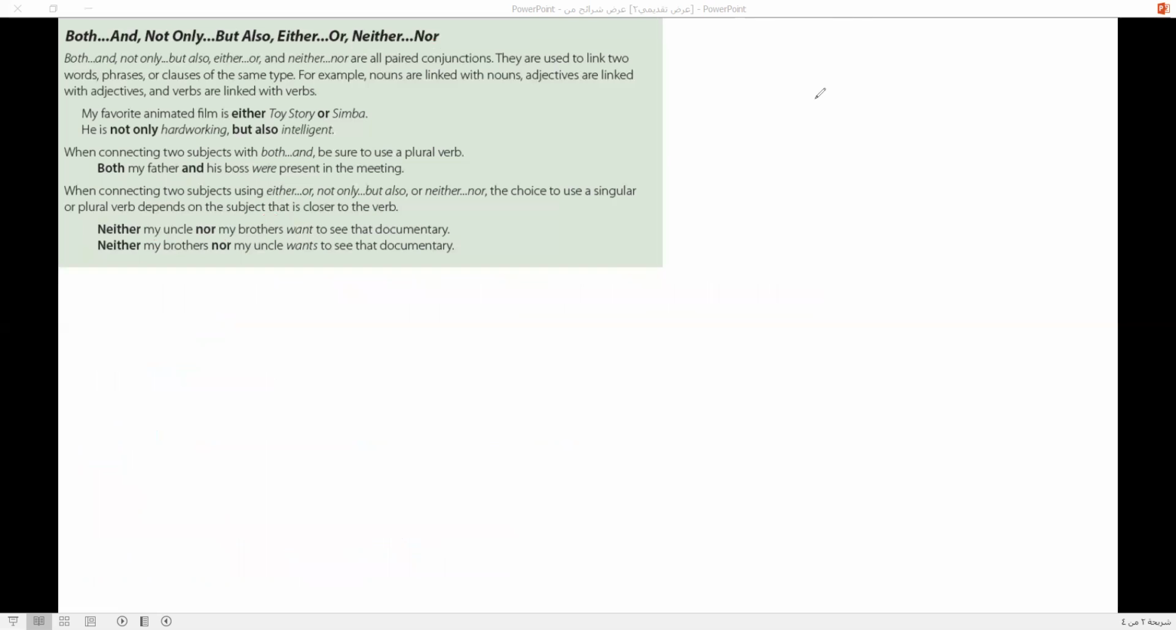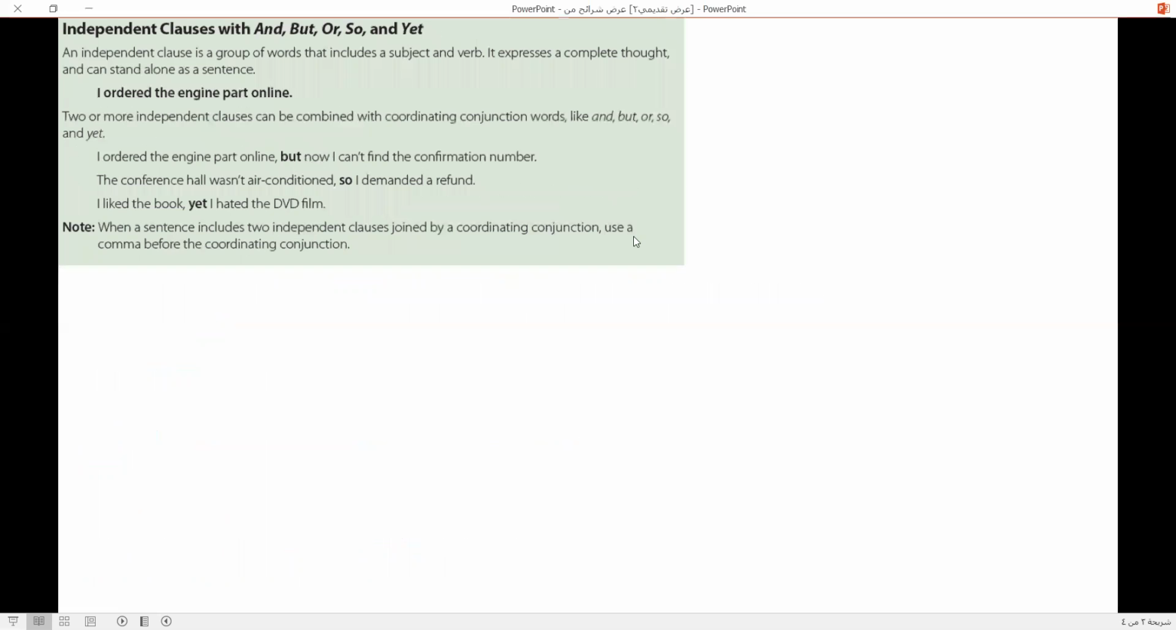On the same page, we have the second part, if you have your book. The second part is independent clauses with and, but, or, so, and yet. If you remember, I told you this grammar is about the meaning. It really relies on the meaning of the sentence. I will give you an example here and tell me the answer.